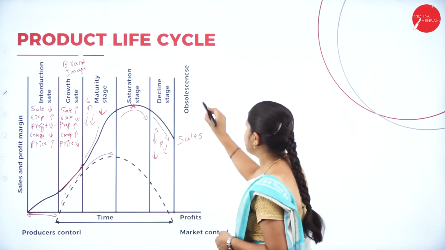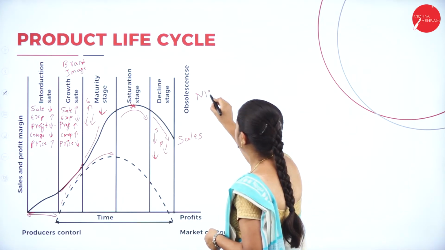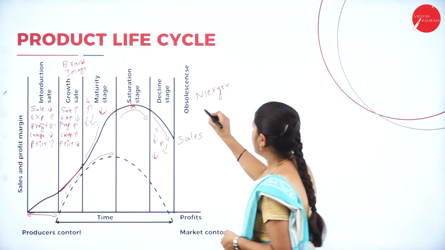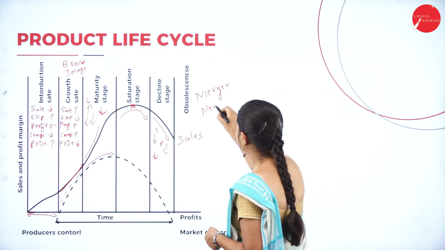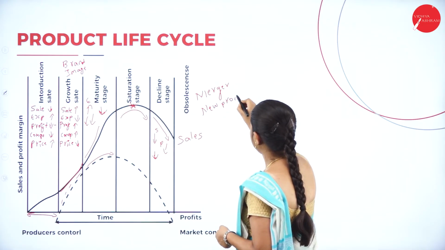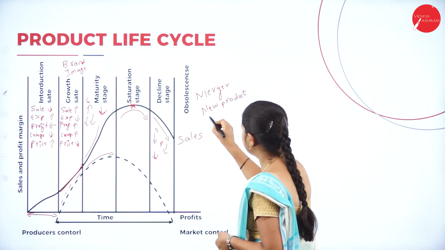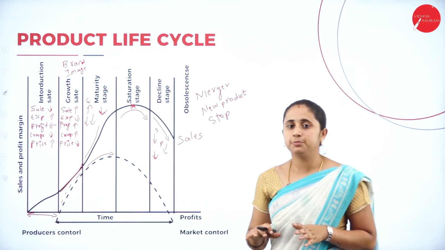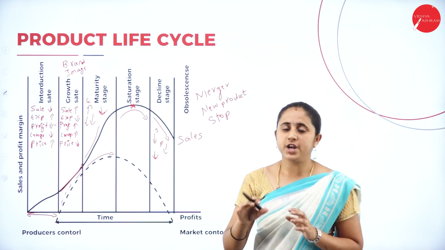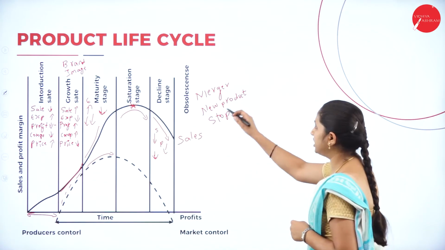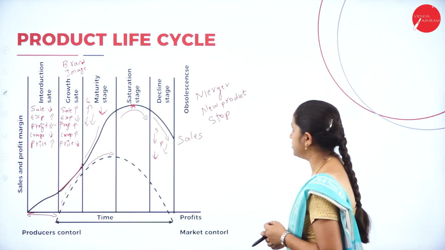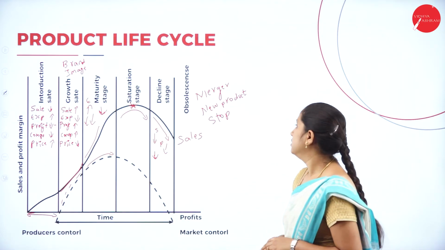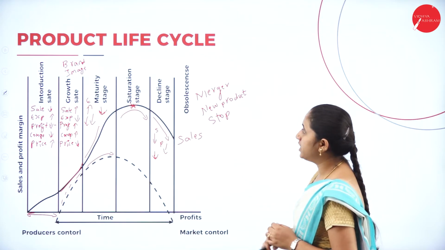So you make a strategy for a merger or for producing a new product, or you are going to stop producing the product, or you are going to shut down your plant. These are all the obsolescence stage strategies. This strategy helps to reduce the losses. So this is all about the product life cycle.